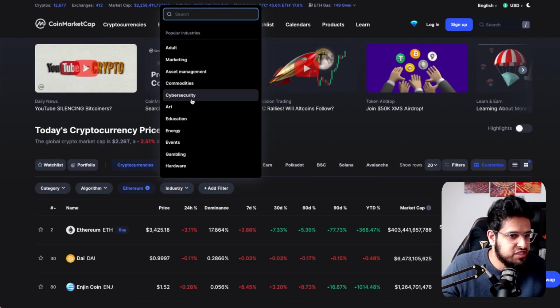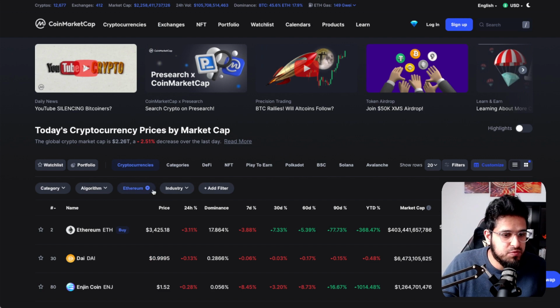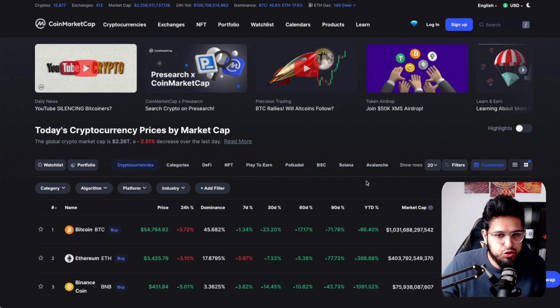And similarly, you can do the same for industry. So marketing, commodity, cybersecurity, art. Really clever way for you to find new cryptos, which you haven't thought about before, okay? So definitely a feature you could be using there when discovering some really good different altcoins.